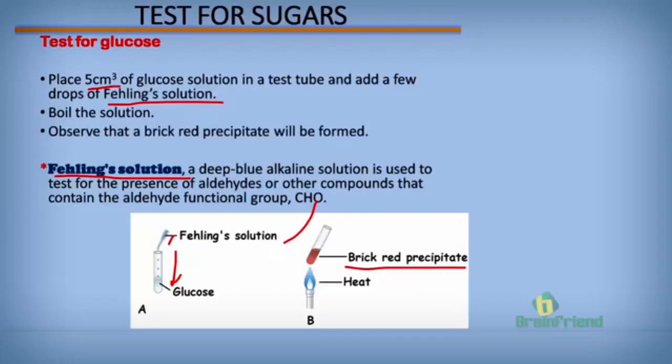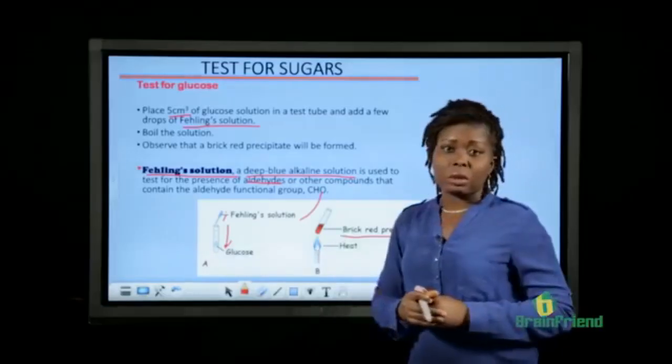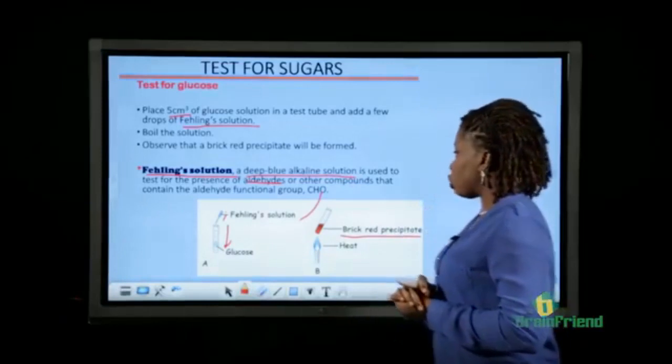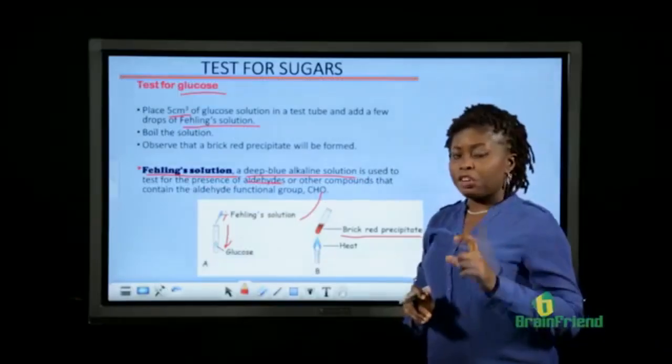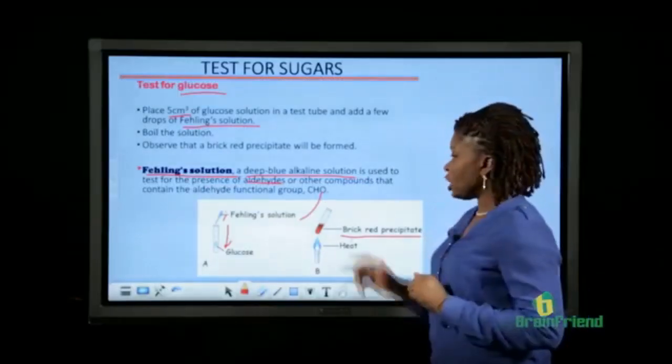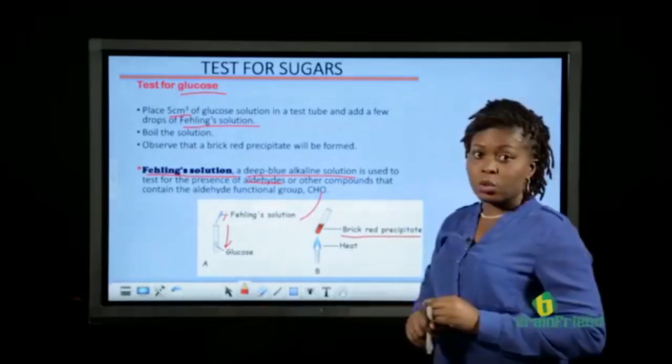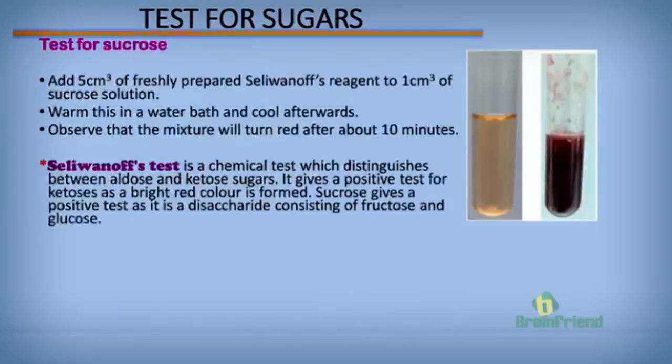Fehling solution is actually a deep blue alkaline solution, as you can see here, and it's used to test for the presence of aldehydes or other compounds that contain the aldehyde functional group. Remember, we say that glucose is a monosaccharide with an aldehyde functional group. So it will give a positive test with Fehling solution.